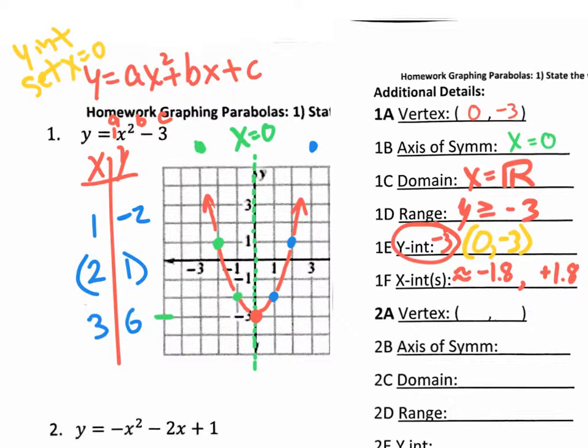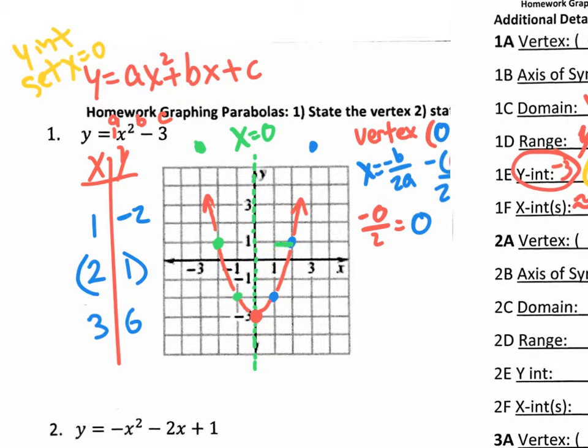Now, don't think, oh, if one's -1.8, the other one has to be positive 1.8. Sometimes it'll cross like at -3 and at +1. It depends where your vertex is at. Right here, the vertex happened to be on the y-axis. That's why it ended up being perfectly the same, but it's not always the case. All right, we have number 1 done.